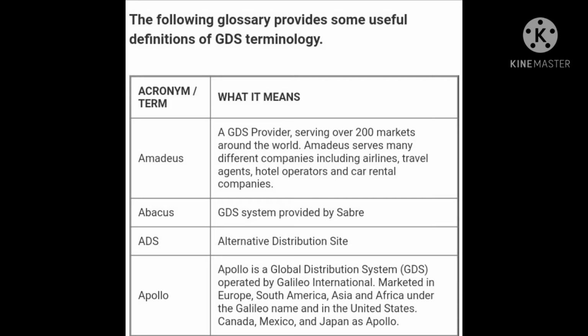Next is the Apollo. Apollo is a global distribution system or GDS operated by Galileo International, marketed in Europe, South America, Asia, and Africa under the Galileo name and in the United States, Canada, Mexico, and Japan as Apollo.